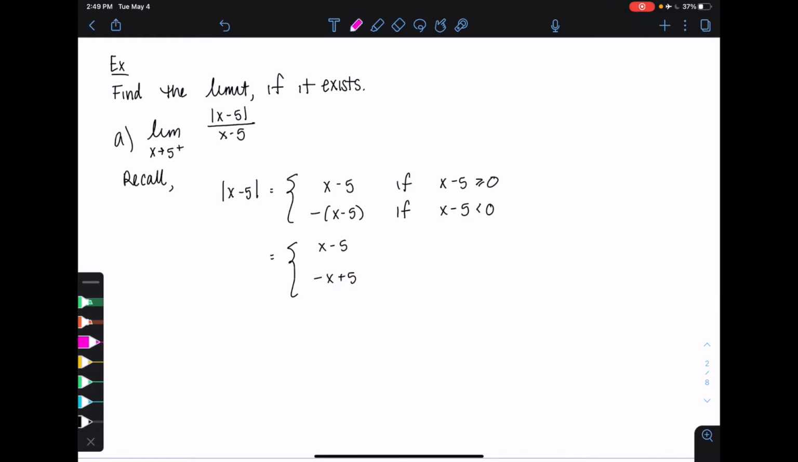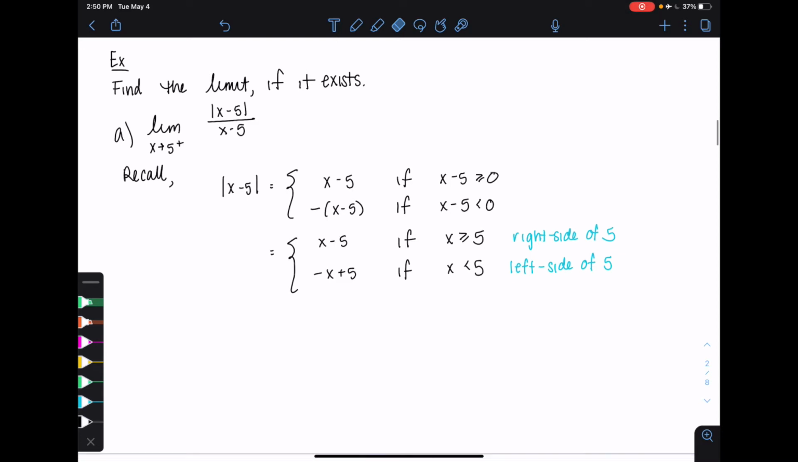And if I go ahead and just add 5 to both sides, that tells us we're on this top piece if x is greater than or equal to 5, this bottom piece if x is less than 5. So ultimately, this top one is the right side of 5 because x is bigger than 5. And this bottom gives us what happens on the left-hand side of 5.